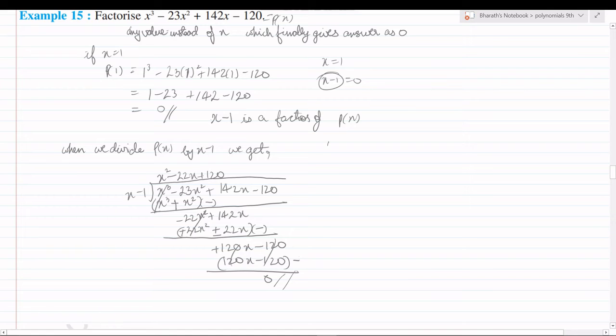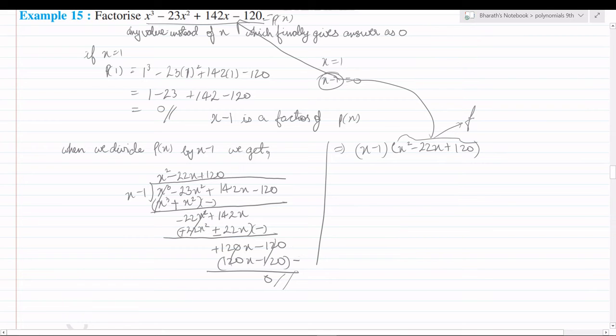So the next part here, x minus 1 into x square minus 22x plus 120. When you multiply this whole thing with this, you get the same equation here. Fine, so this is rewriting. Now just factorize this. Whichever term you get, that is the final answer. Now let's factorize x minus 1.